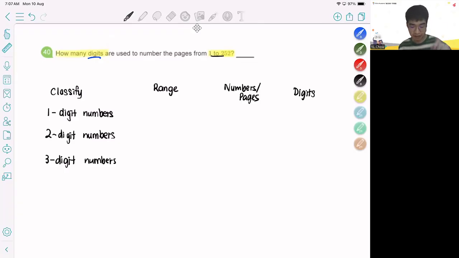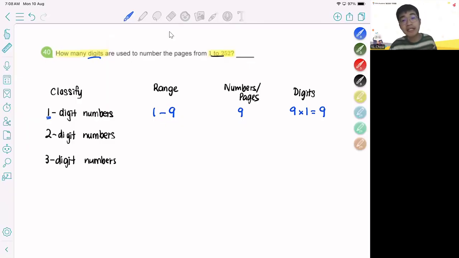Let's start off with the first row, one-digit numbers. So from 1 to 252, where are my one-digit numbers? Obviously, I start from 1 and end at 9. So 1 to 9, there are 9 one-digit numbers. 9 numbers, each of them has one digit. So the total number of digits is 9 times 1 equals 9. We use multiplication.